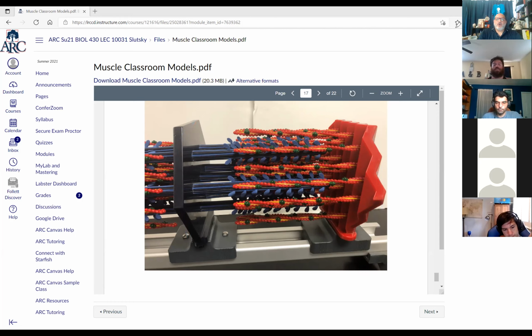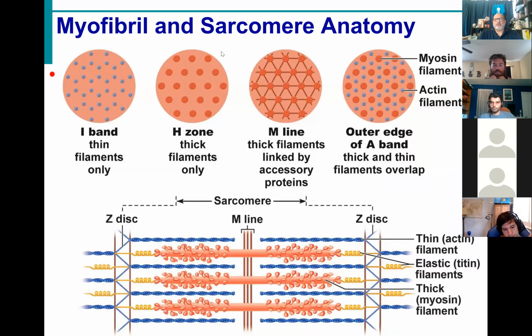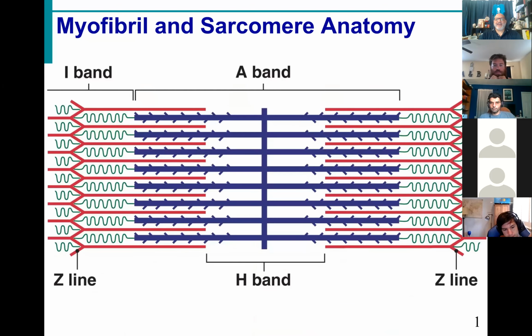Right? And I know we're always careful when we're looking at the models because we think, well, when you look at the models, it doesn't really look like that in real life. But in this case, the model makers really have done a good job of showing us.